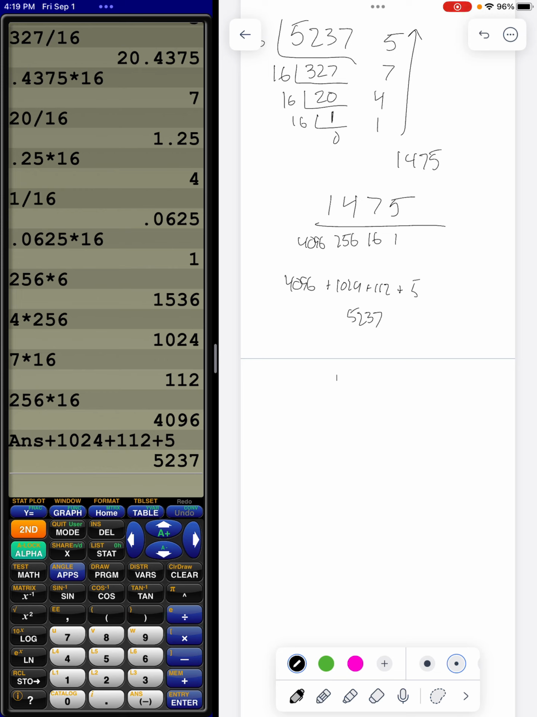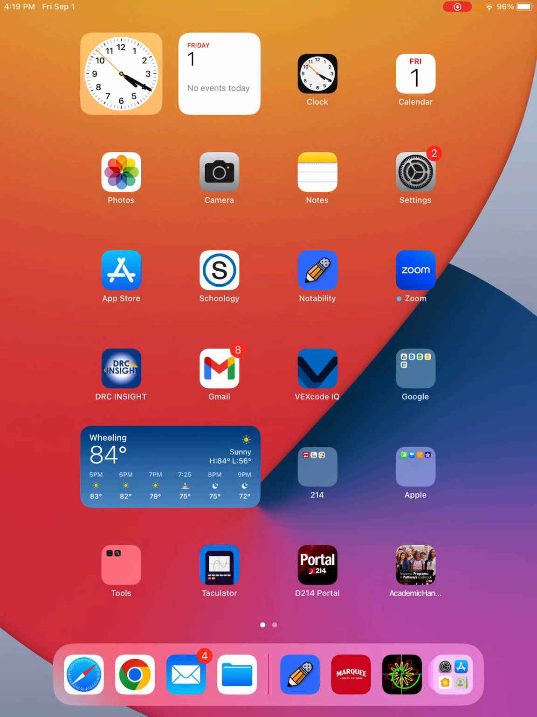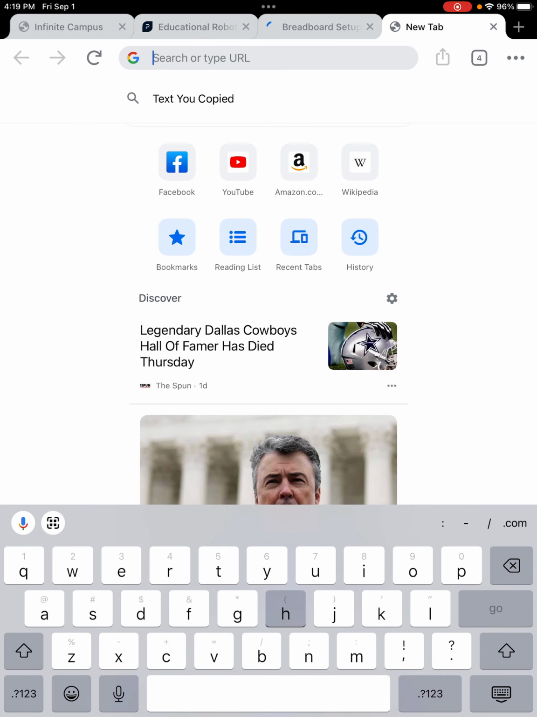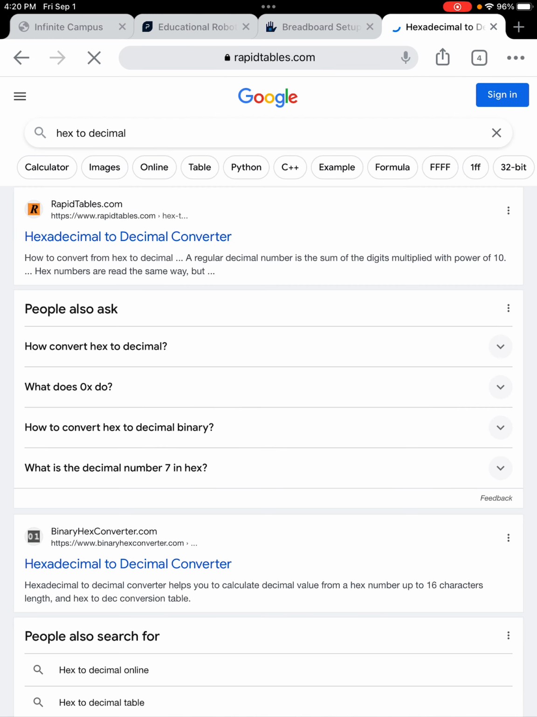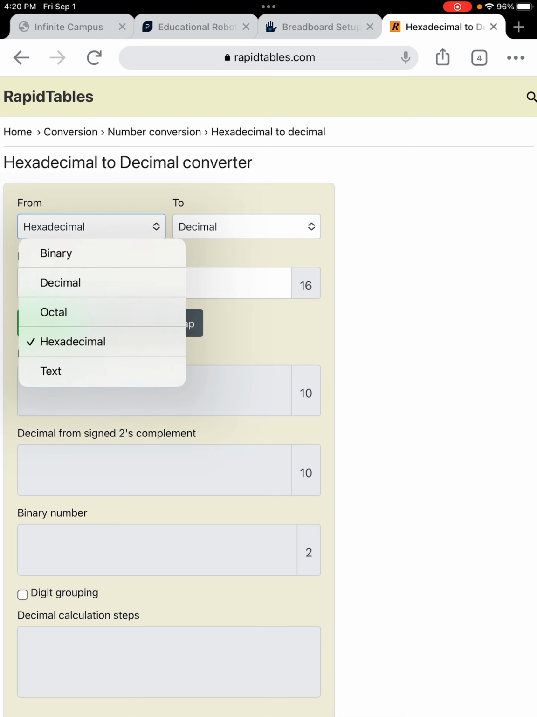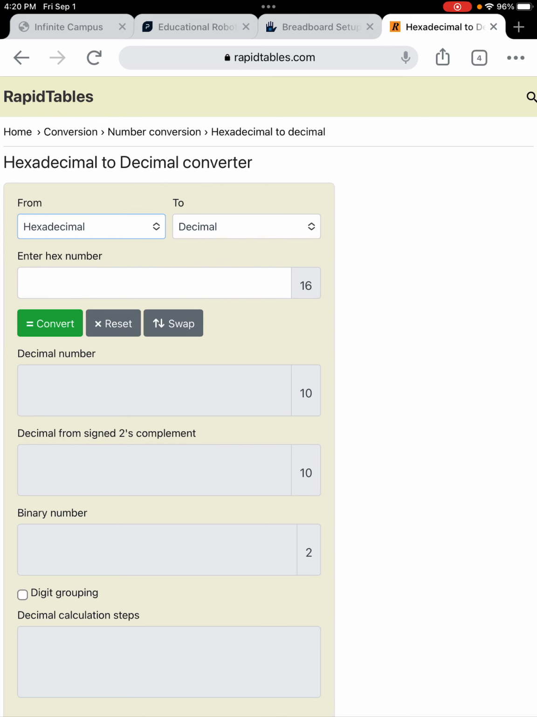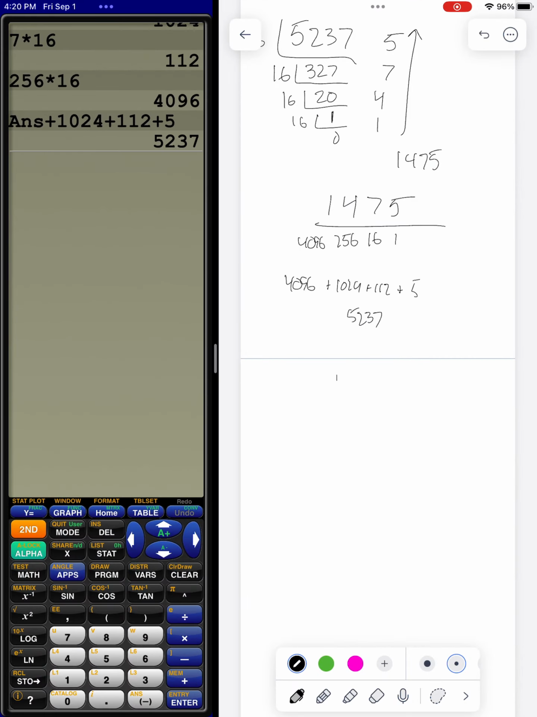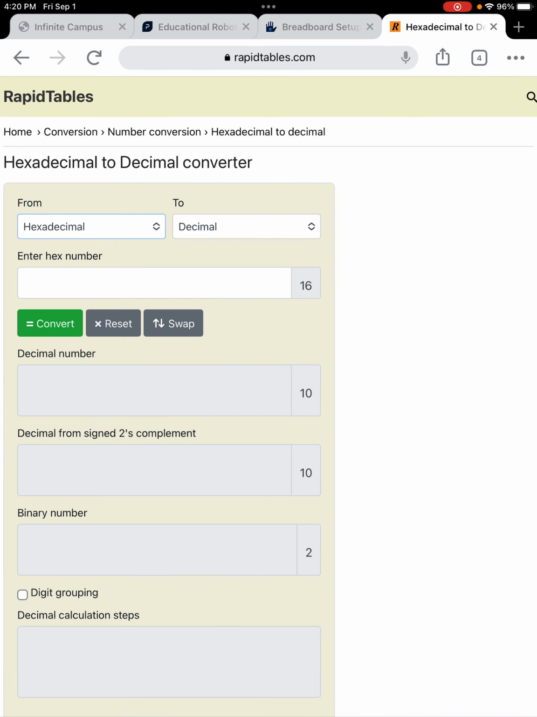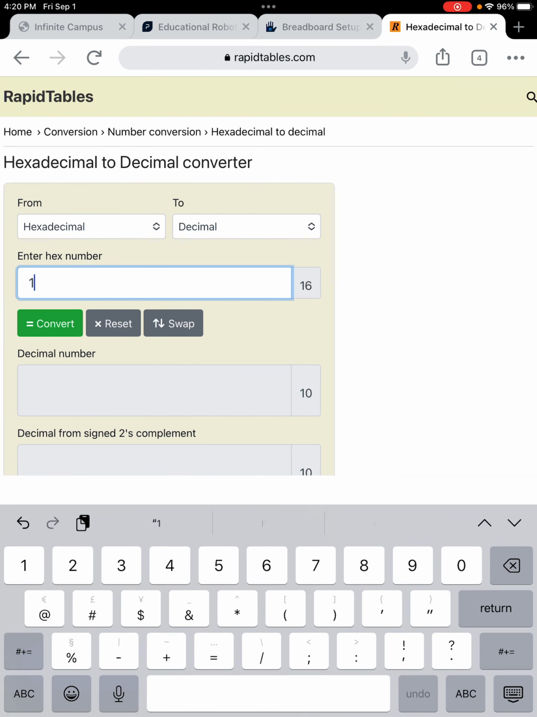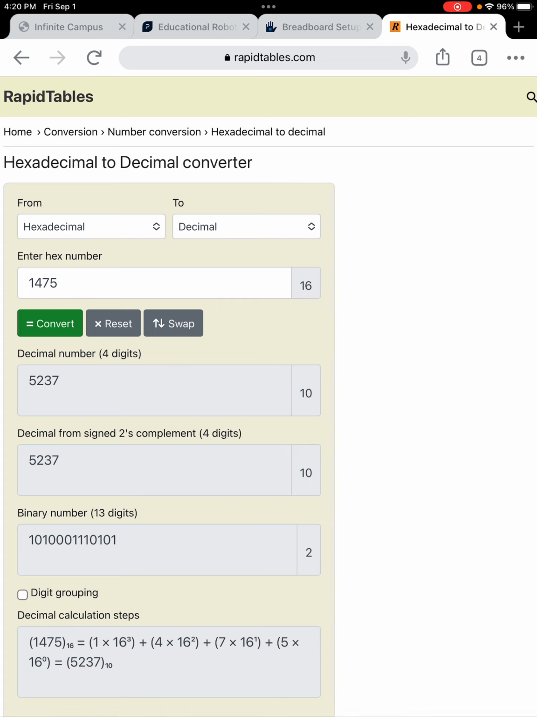The other thing I like to do is, I remember that 1475 is what I was looking at, you can just go to Google, go to Safari, go to whatever, and search up hex to decimal. And if I pull this up, this Rapid Tables is a really nice one, and you can use these drop downs and change whatever you want. And let's see, so I was looking at 1475 should be the same as 5237. 1475 is 5237. Look at that.